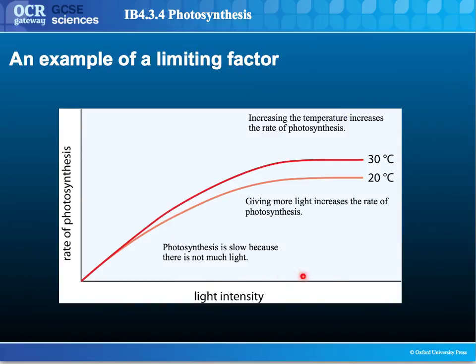So here, at high light intensity and a warm temperature, the limiting factor will be the amount of carbon dioxide. If the amount of carbon dioxide increased, then this line here would be steeper and level off much higher.